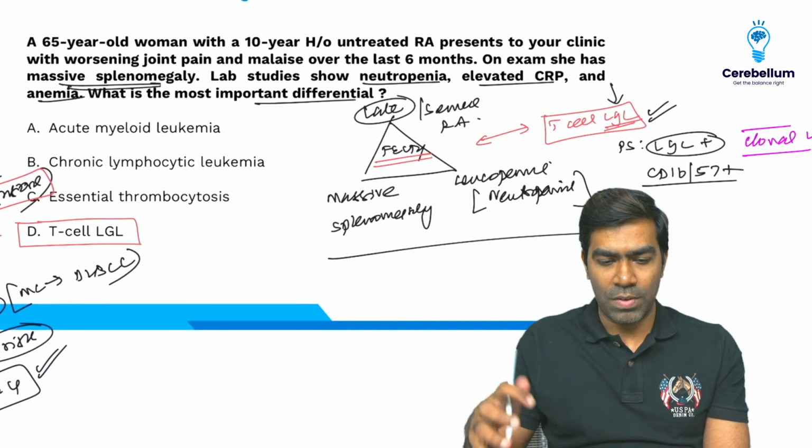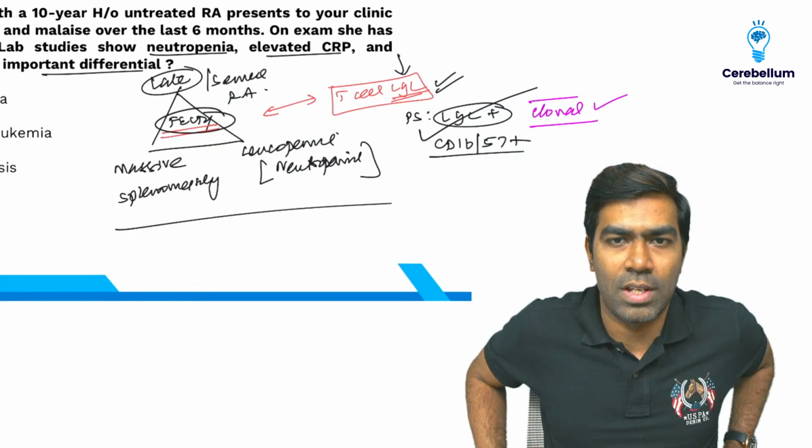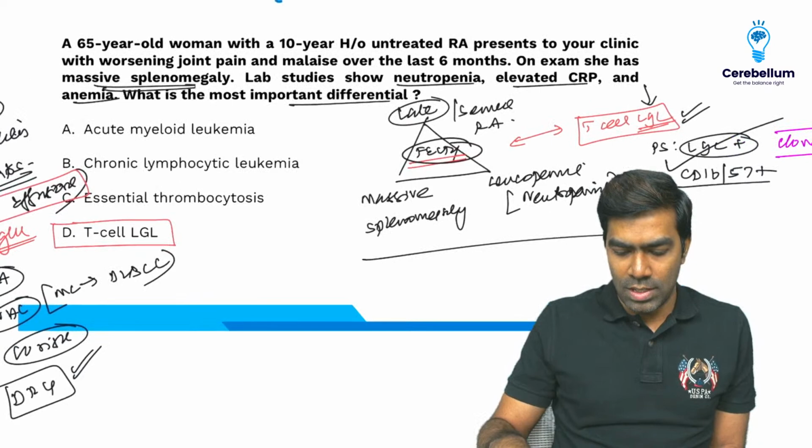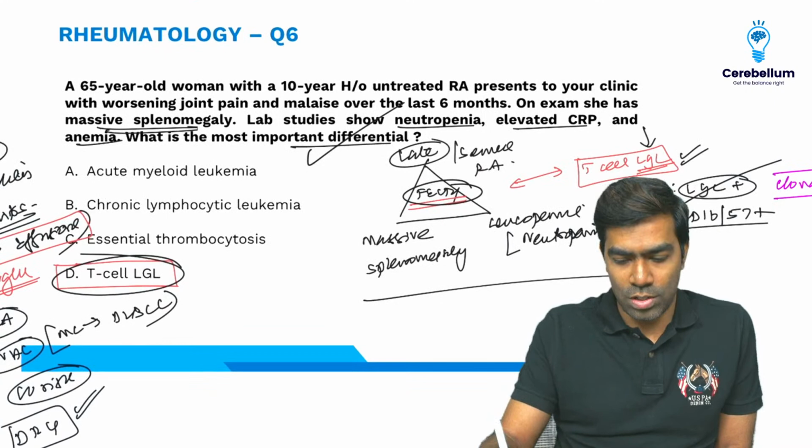Felty syndrome, think about T-cell LGL. That is large granular lymphocytic leukemia. The only way to differentiate is to look at the peripheral smear and prove the clonality of these large granular lymphocytes. That's the only way to prove. Otherwise, you can't prove the T-cell LGL. So this is Felty syndrome, differential diagnosis, T-cell LGL. Remember, T-cell LGL risk is also going to be very high in patients with rheumatoid arthritis. It's not like they don't cause T-cell LGL.